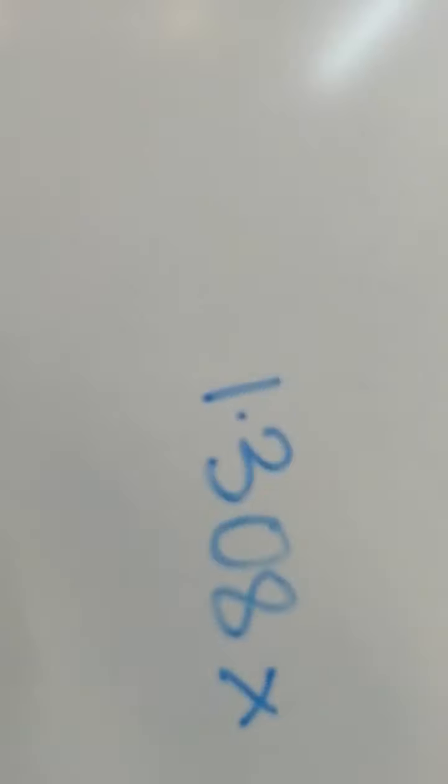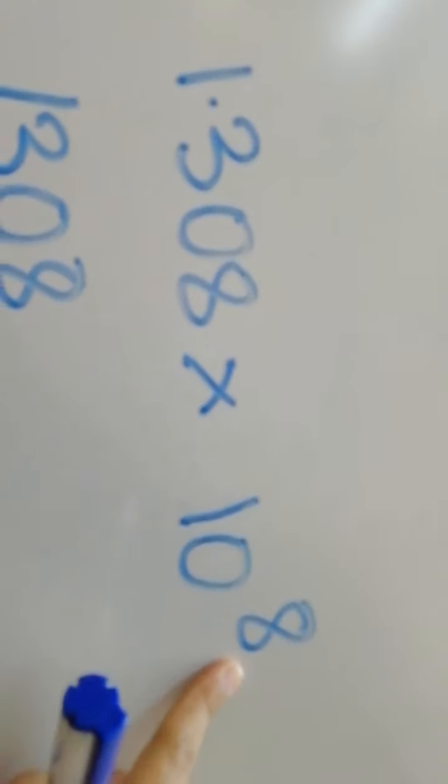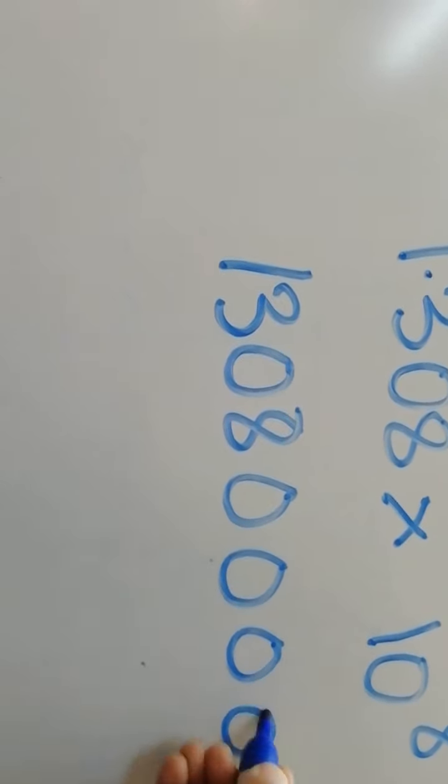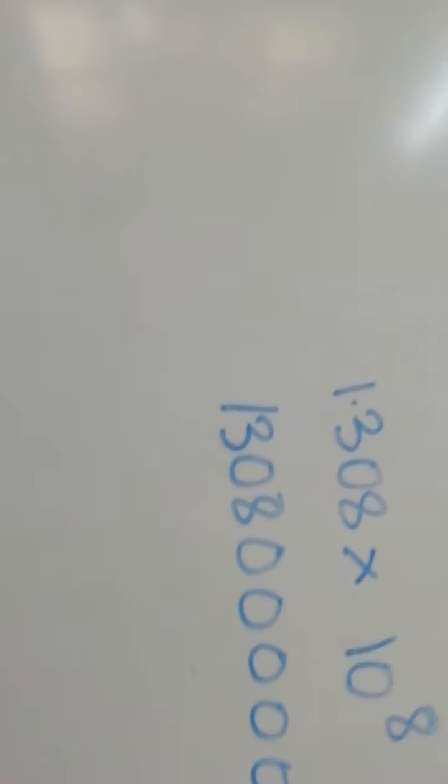If there is a number like this, 1.308 into 10 power 8. So first make the whole number, 1308. After decimal 3 numbers, 1 2 3, but it's power 8. So 1 2 3 4 5 6 7 8. So this is your whole number.